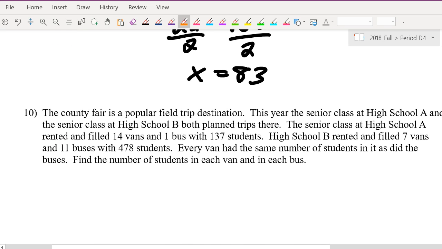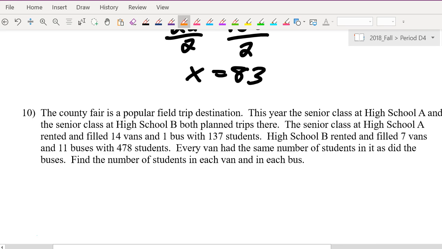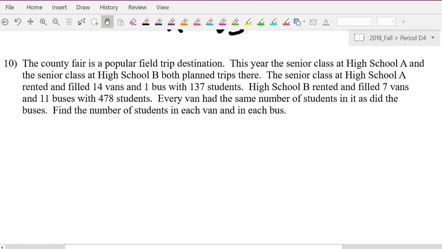All right, last one, the county fair, where they deep fry stuff. They shouldn't be deep fried, right? Like deep frying, I don't know, pumpkins. All right.